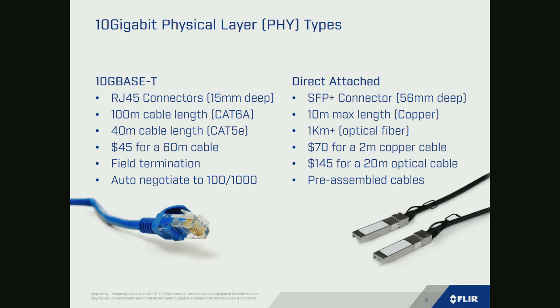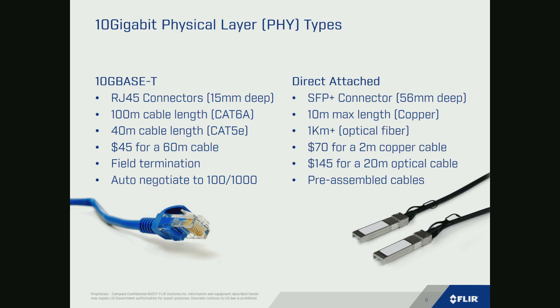There are a couple of flavors of 10 Gigabit Ethernet as well, and these really differ based on the physical layer, or the PHY. The PHY is the actual electrical and mechanical connection between devices. And so the two main ones are 10GBASE-T and direct attach.